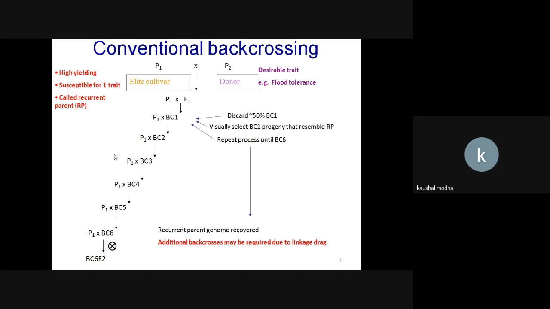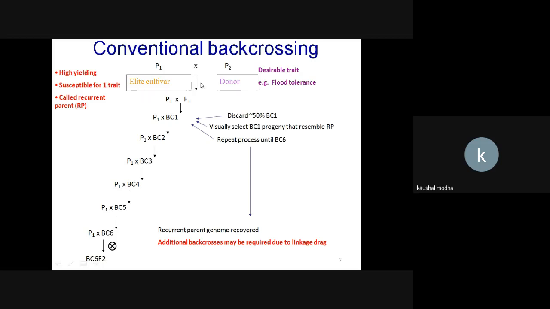So this is the conventional backcross, where we have one high-yielding elite cultivar, which is susceptible to a particular disease, let us say, and we have one donor parent, which is resistant to a particular character. Here we are talking about flood tolerance. So this is a high-yielding variety, but susceptible to flood. If it is submerged under the flood, under the water, then it will give very poor yield. But we have a donor which is submergence tolerant or flood tolerant.